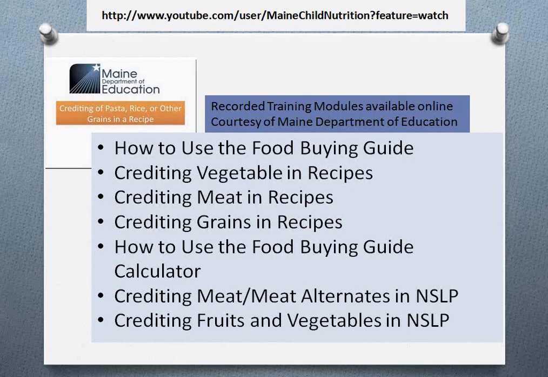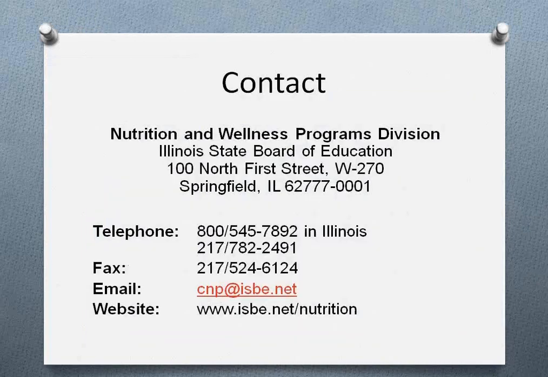It goes more in depth on meat and grains, how to credit those in recipes, how to use your food buying calculator, crediting your meat alternates in the National School Lunch Program, and also crediting fruit and vegetables in the National School Lunch Program. So I found that these were very helpful. The link is here, and we did talk to the state of Maine, and with their permission we are giving you this information. This concludes the presentation on menu planning.